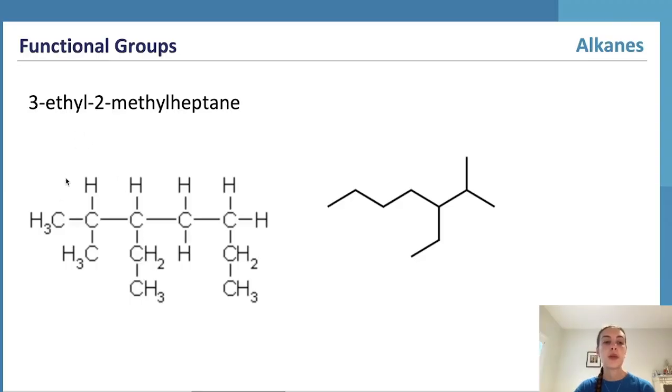Then going along, we've got a 2-methyl group. So we've got a methyl group, a single carbon branch on the second carbon along the chain. So we can go 1, 2, and this here we can see we've got a methyl group located here as we've got 1 carbon branching off the main chain.